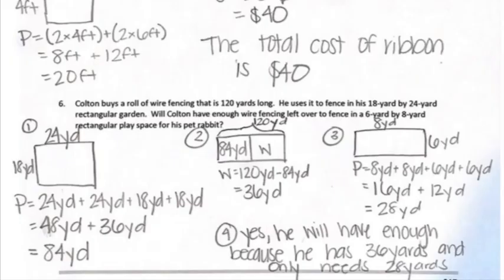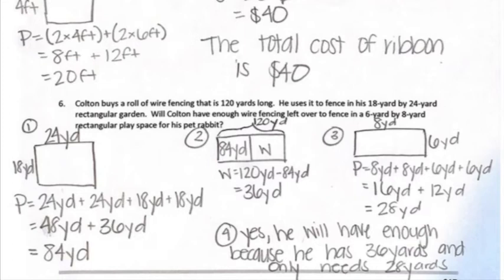Colton buys a roll of wire fencing that is 120 yards long. He uses it to fence in his 18-yard by 24-yard rectangular garden. Will Colton have enough wire fencing left over to fence in a 6-yard by 8-yard rectangular play space for his pet rabbit? So I broke this down into multiple steps.